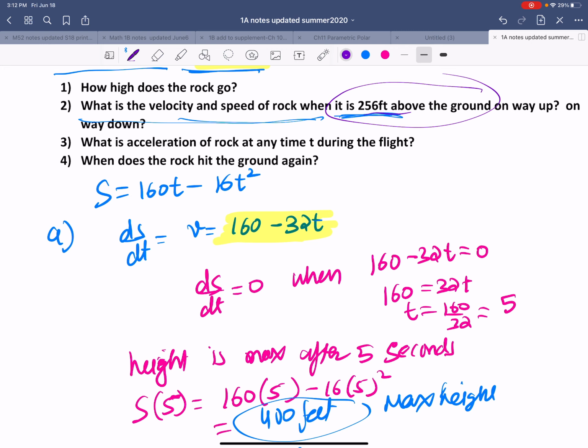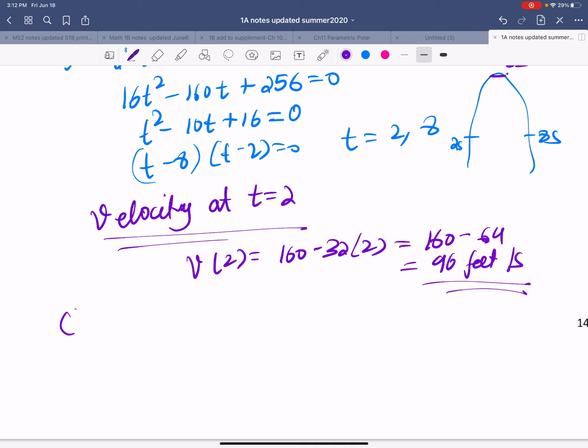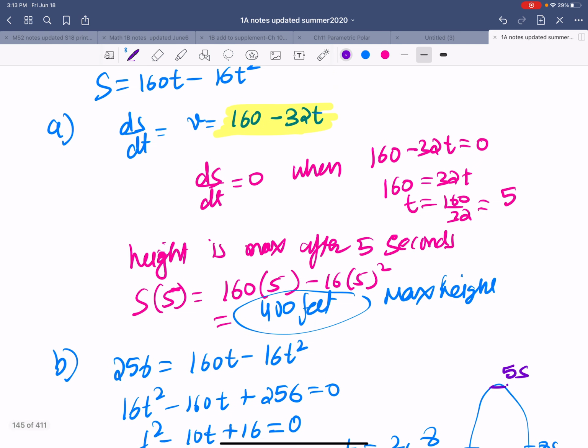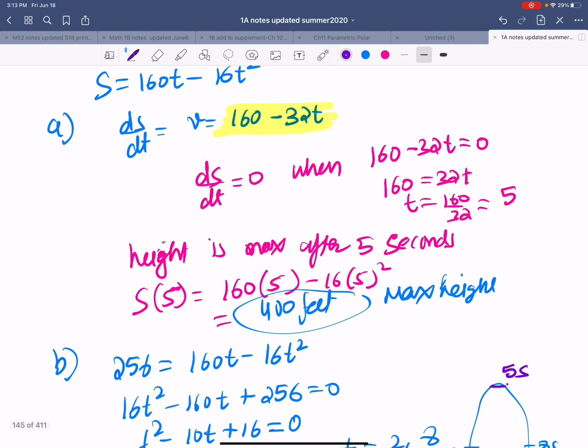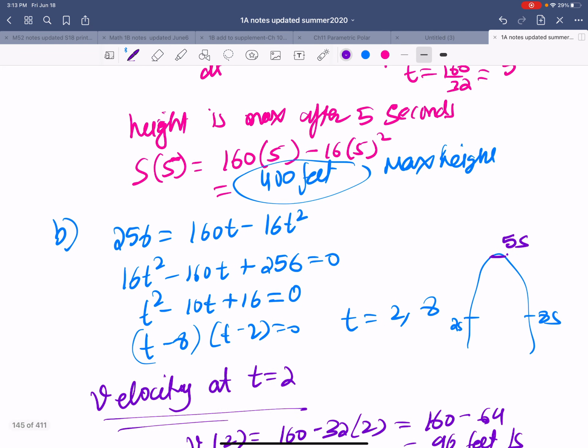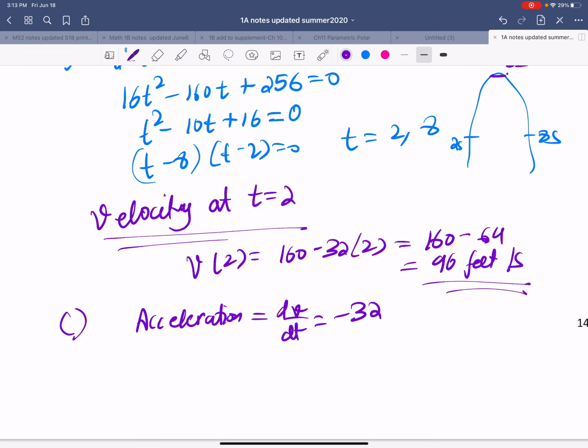For part C, what's the acceleration of the rock at any time during the flight? So acceleration is the derivative of velocity, and velocity is 160 minus 32t. So the acceleration is, nope, it would be negative 32. Acceleration is the whole time negative 32 feet per second squared.